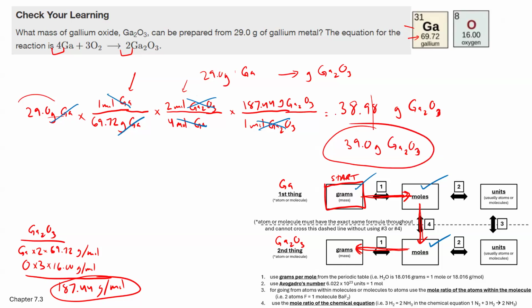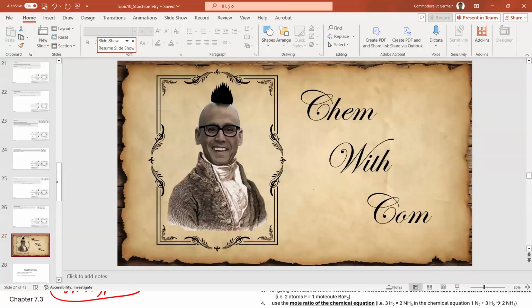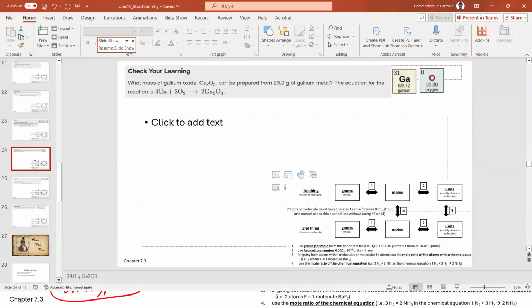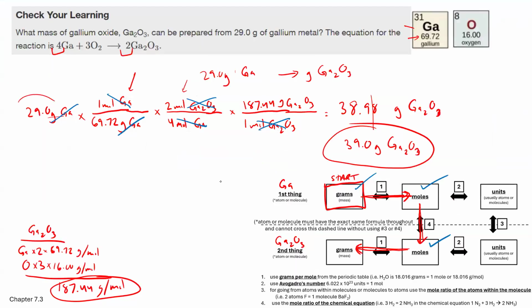And I think I put the answer below. Let's just check it out, make sure it was, where are we at? Yep, 39.0 grams of gallium oxide. So we are golden, right? Same as last problem. We just did it all in one operation.